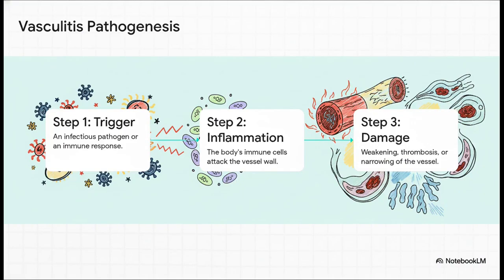I want you to think of it as a three-step process. First, there's some kind of trigger, often it's immunologic. This leads to the second step, inflammation. And finally, that inflammation causes the third step, vessel damage, which can weaken the wall, cause clots, or narrow the vessel, starving the downstream tissues of blood.